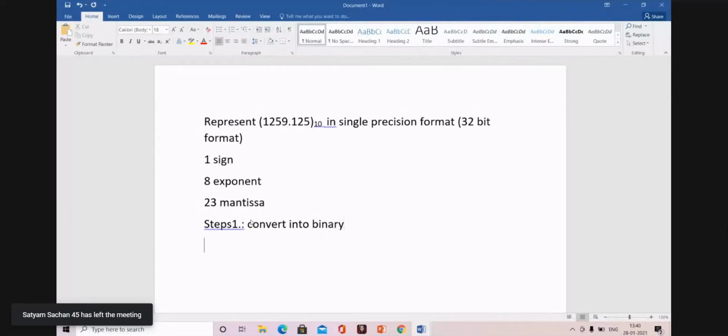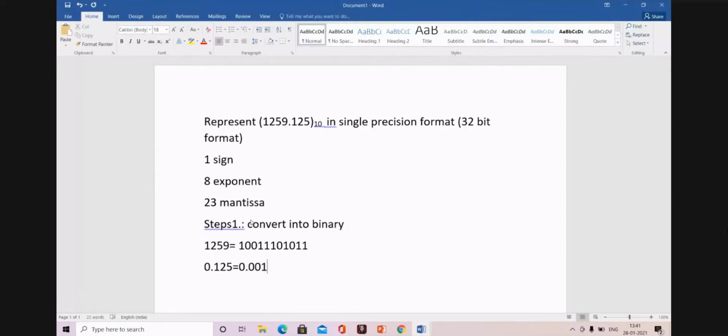All right, so how will you convert? 1259 will have to be converted into binary. When you convert it, you will get 10011101011. You can also check. Now what about 0.125? How will you convert? When you convert it, you will get 0.001.